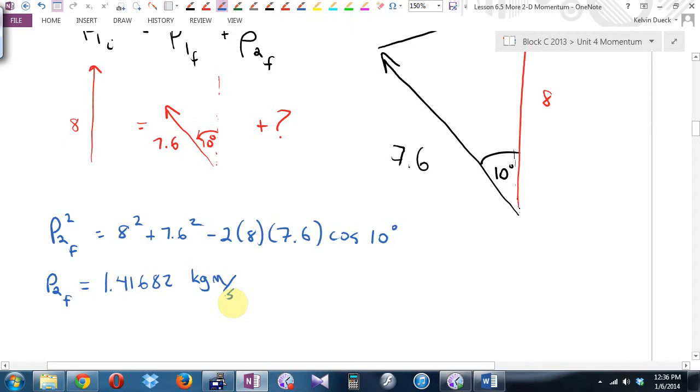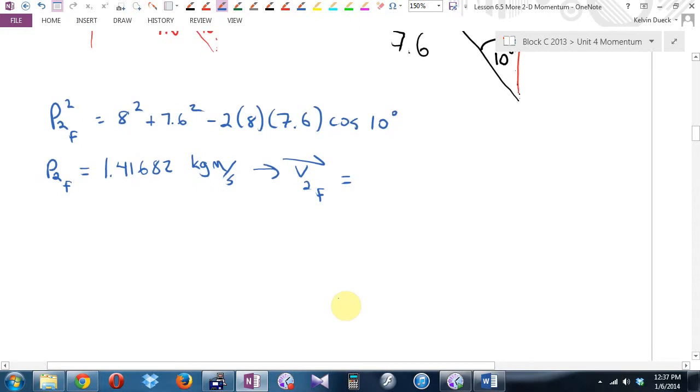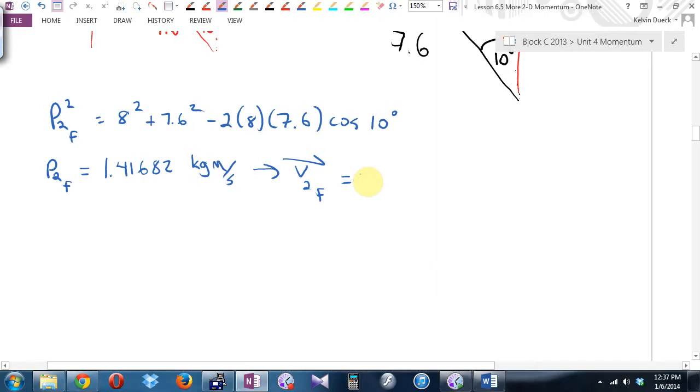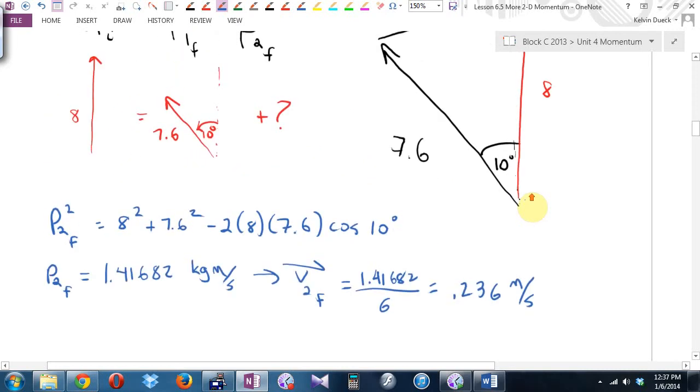Again, carrying extra sig figs because I'm going to use this. They didn't ask me to find the final momentum. What did they ask me to find in part A? V2 final. How can I get a speed from there? Which mass? The 6 kilogram mass, yeah? Divide by the 6. So I'll just write in my work 1.41682 divided by 6 is 0.236 meters per second. That's the speed. Did they say direction as well? No.